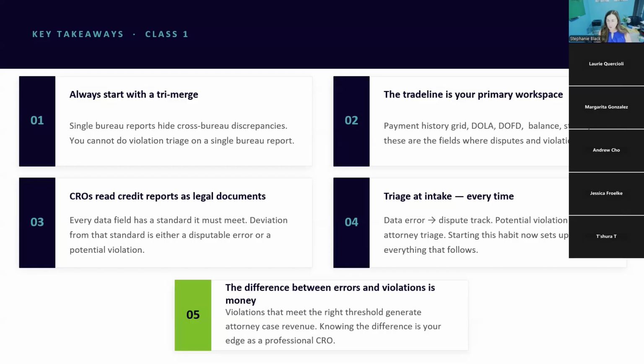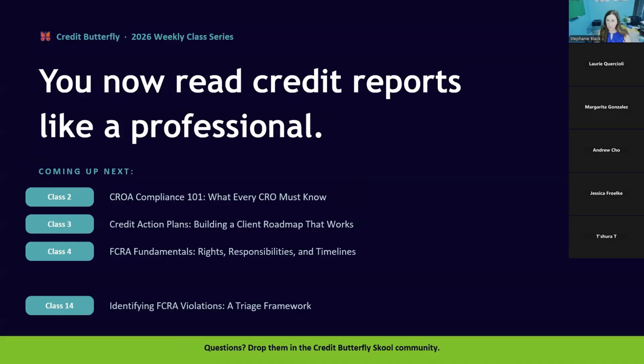So the difference between errors and violations is money. Violations are going to make you money, period. You're going to make $400 to $500 a pop on any violation that you have. And trust me, if you have a good amount of clients, you're going to have violations. And the clients love it. You'll get a lot more referrals too.